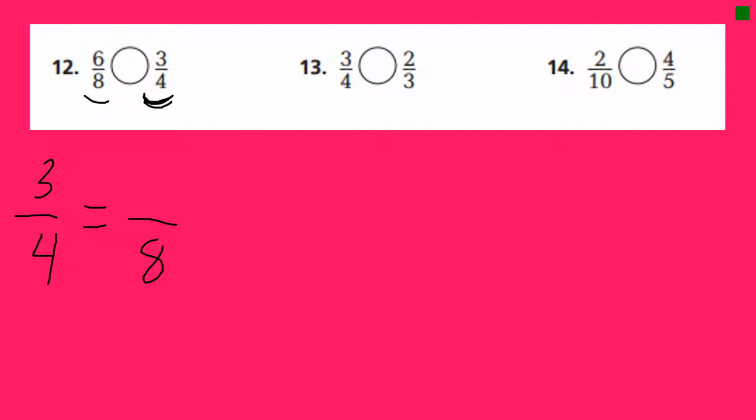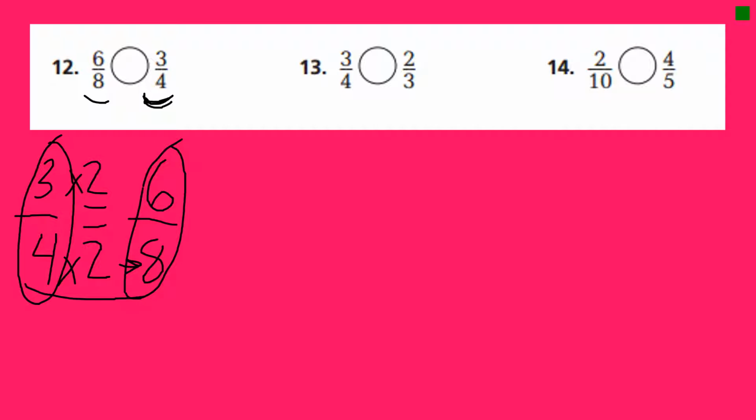Now, what do I do, guys? How did I get from 4 to 8? I multiplied it by 2. So what do I do up here? Multiply it by 2. Okay, so 3/4 is equivalent to 6/8. Oh, so 6/8 is equivalent to 3/4. All right, let's try another one. Great work so far, guys.